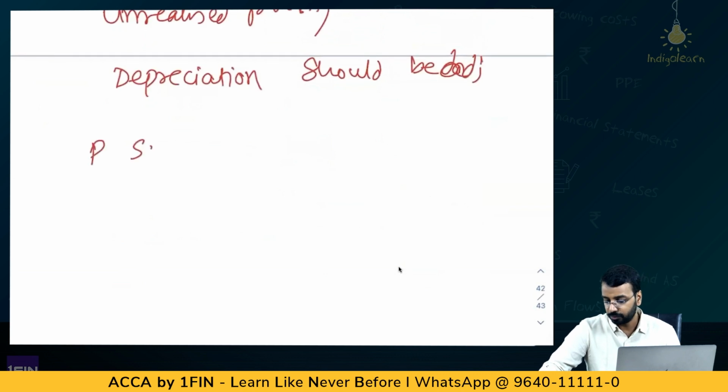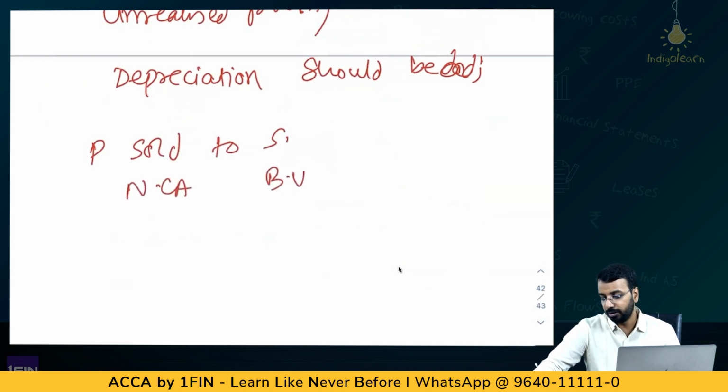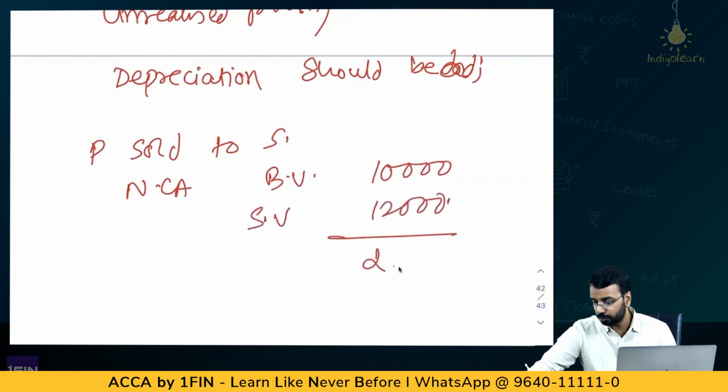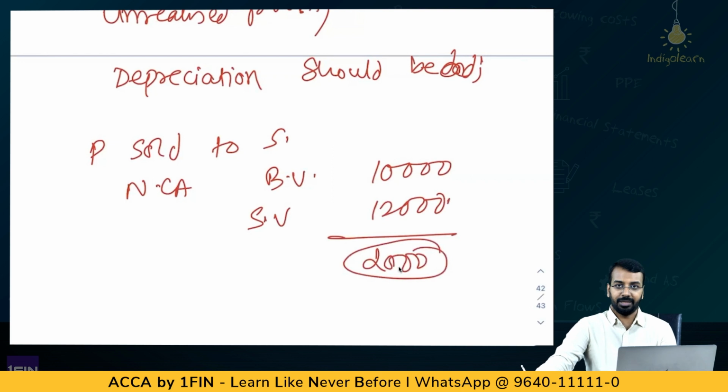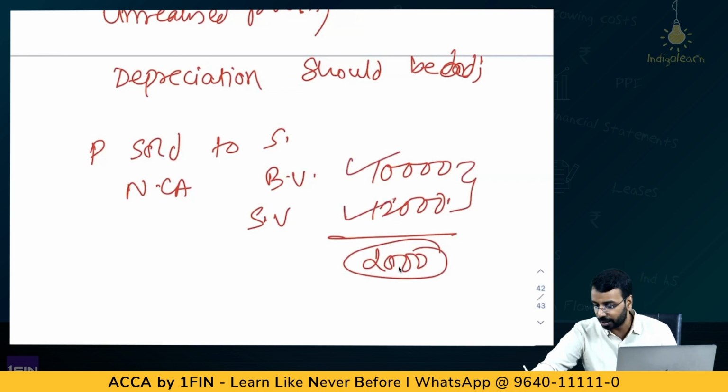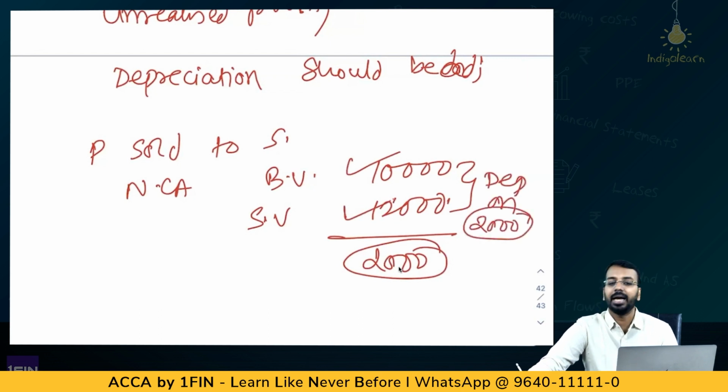Let us say parent sold to subsidiary a non-current asset, book value 10,000, sale value 12,000. So, this 2,000 of profit should be eliminated, that is the first thing. Second is the difference here, because actually you should charge depreciation only on 10,000, but the subsidiary will now charge depreciation on 12,000. So, this depreciation on this 2,000 should be adjusted.